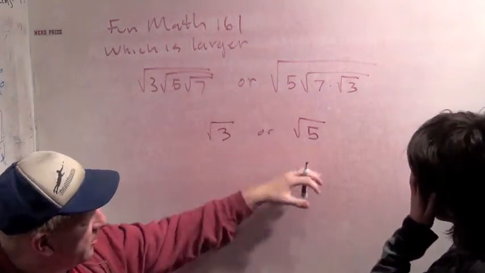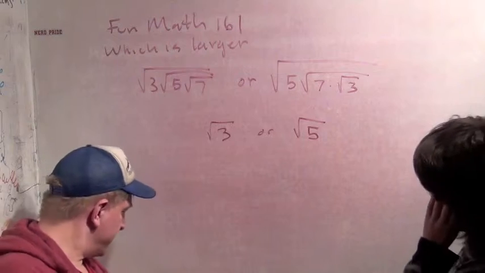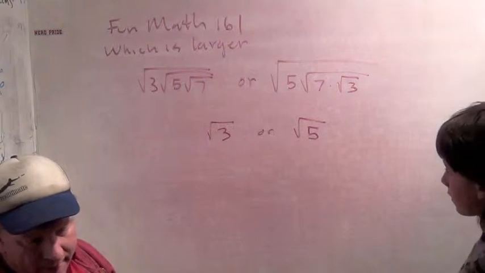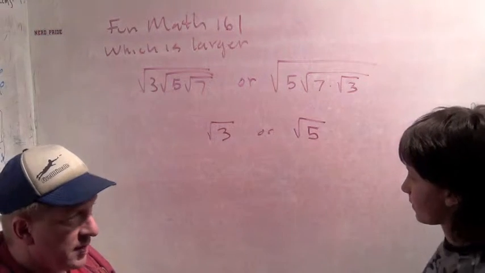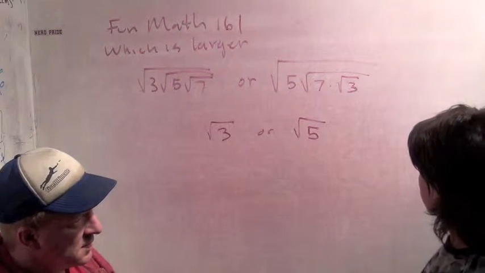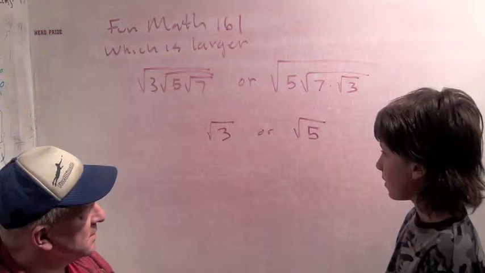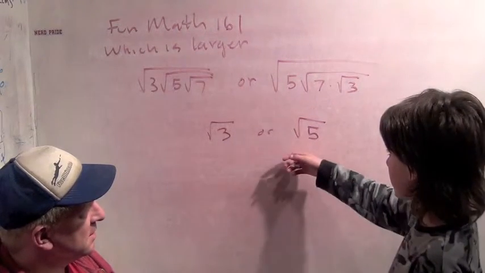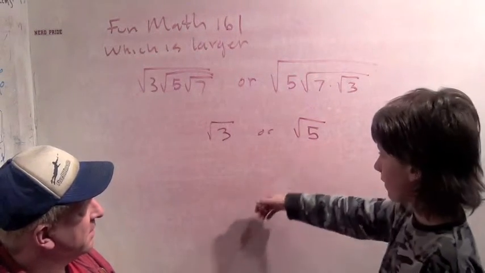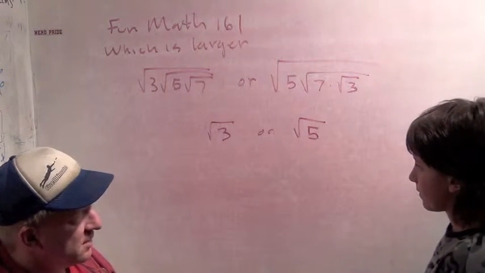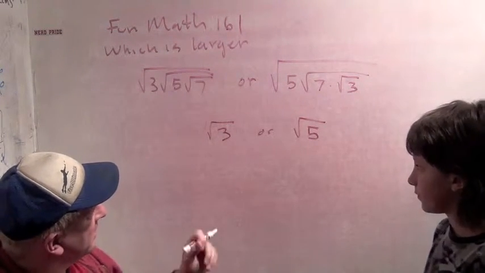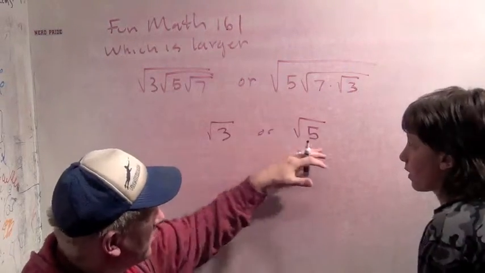Which is larger, the square root of 3 or the square root of 5? What do you think? The square root of 5 is probably larger. Okay, why do you think that? Because it takes more to square a number to make 5 than to square a number and make 3. Okay, very good.